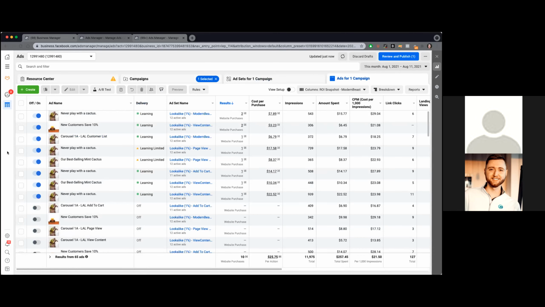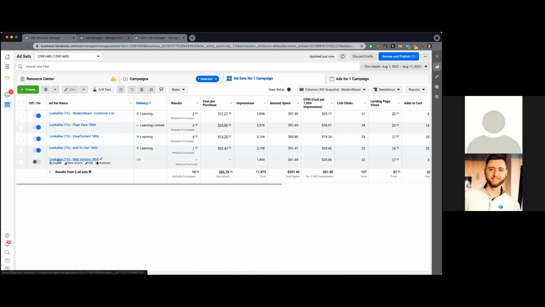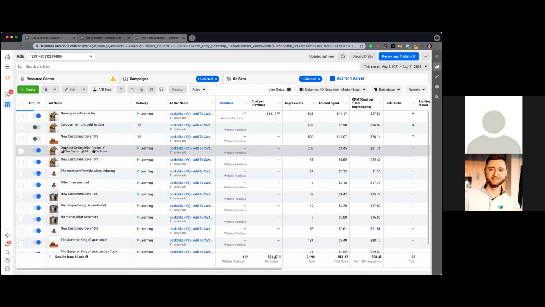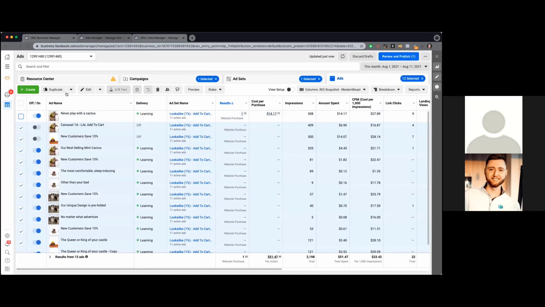Maybe never play with the cactus is your best one. So let's see if never play with the cactus is the one that got the purchase and the add to cart. And it is. Okay, so essentially what you could do is go to the ad set level again, click on add to cart. Is this a CBO? ABO. Okay, so essentially you could turn off all these other ads except for never play with the cactus and then just adjust the budget to a much lower number.